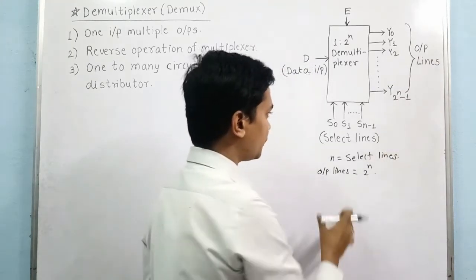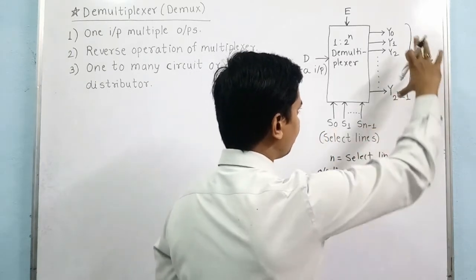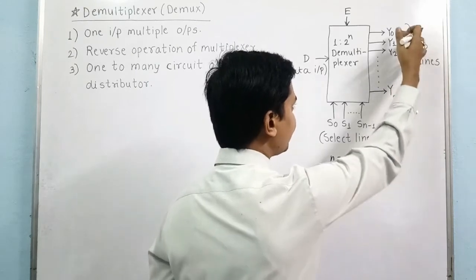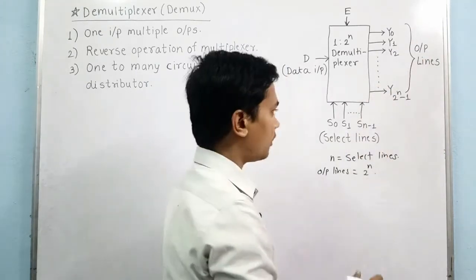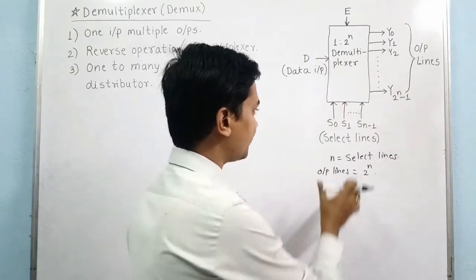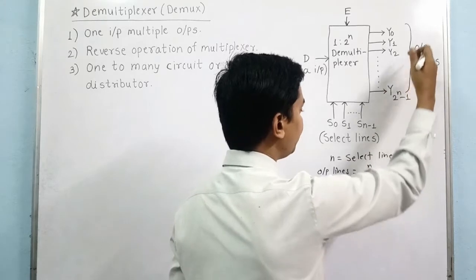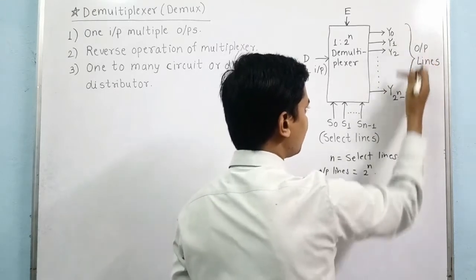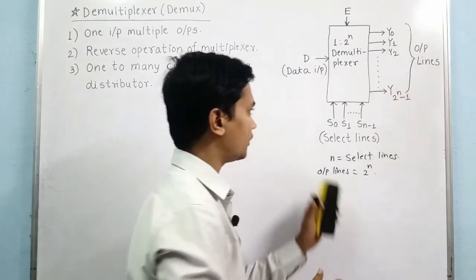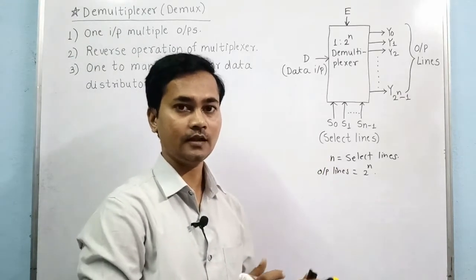That means suppose you have 2 select lines, then you should have 4 output lines, namely y0 to y3. Or if you have a 1:8 demultiplexer, then the select lines will be 3 and the output lines will be 8, named y0 to y7. So this is about the demultiplexer, also called demux.